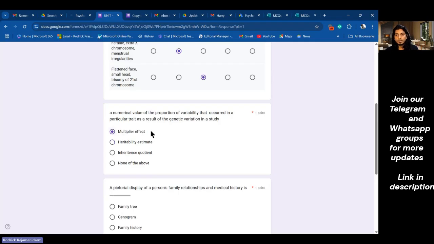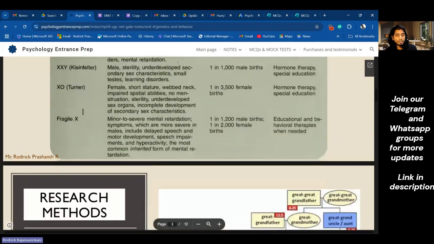Multiplier effect is basically when you have genes which enable you to express certain behaviors. You choose careers or you choose interests which align with them. So that multiplies the expression of the gene. So that is multiplier effect, which is not a numerical value at all. Inheritance quotient is just a layman's term. So it is just something I put as a distractor. Okay, so it is heritability estimate.